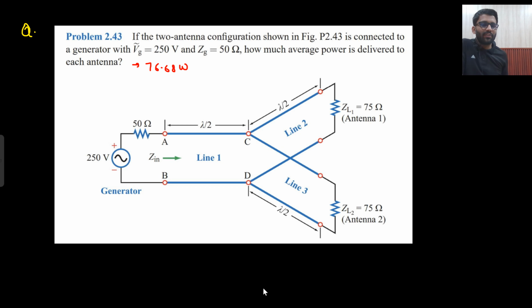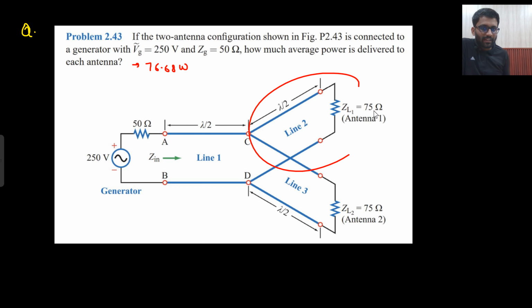So here the Z naught value is not given, so that formula is gone. Which formula? V naught plus whole square divided by 2 Z naught, times 1 minus gamma square. Because for gamma square also you need Z naught. Here also you need Z naught. Everywhere you need Z naught. So that formula is gone now. So which formula are we going to apply? Replacing the transmission line with Z in.